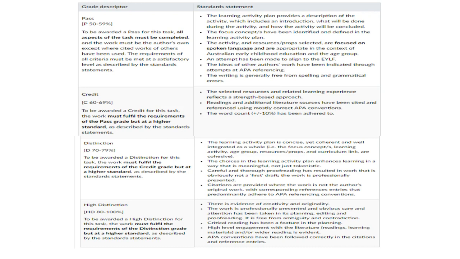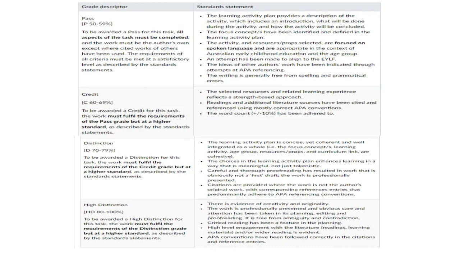The next one talks about the activity and resources or props selected being focused on spoken language and appropriate in the context of Australian early childhood education and the age group. Remember, we're looking at early childhood, so you want to make sure that your learning plan is appropriate for the age group that you are looking at. Please don't put in a learning plan that's something you would aim at grade 3. That's not going to work. And make sure that we're looking at spoken language as well, which comes into those language components that we spoke about in your focus concepts.